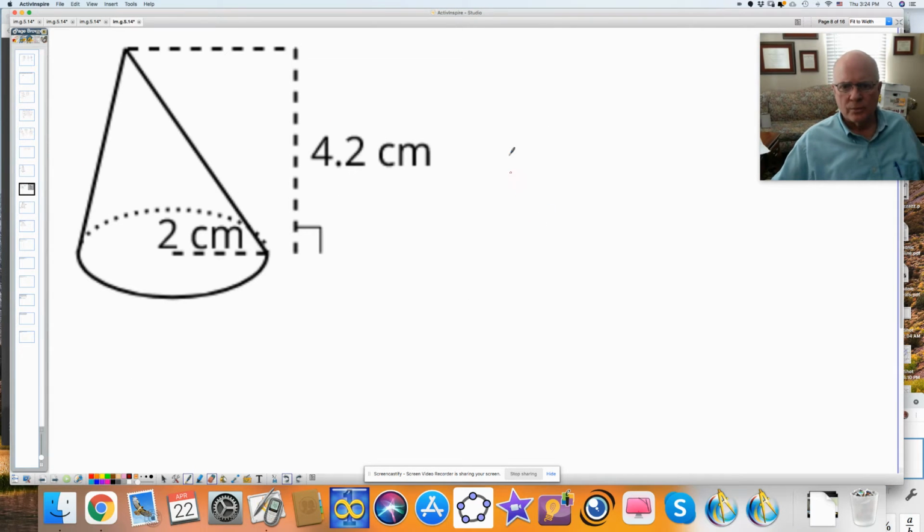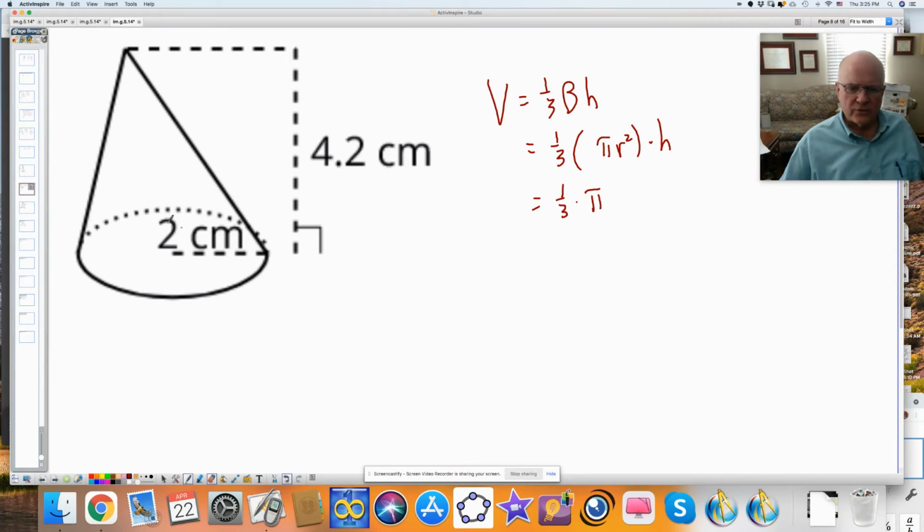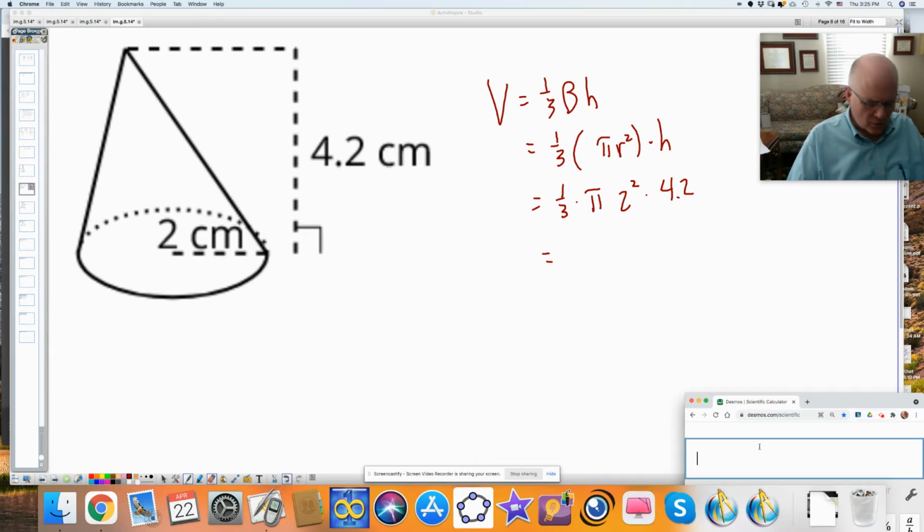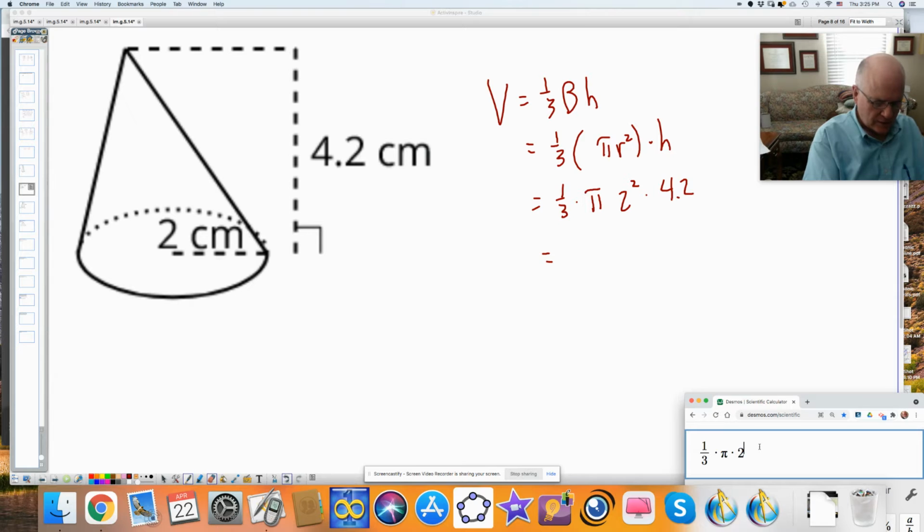This is a cone. The volume of a cone is 1/3 the area of the base times the height. The base is a circle. What's the formula for the area of a circle? Pi r squared times the height. Well, 1/3 times pi, the radius is given here as 2 squared, times the height, which is 4.2. And I can plug this into my calculator. I have 1/3 times pi, I type in pi, times 2 squared times 4.2. And I get 17.6.